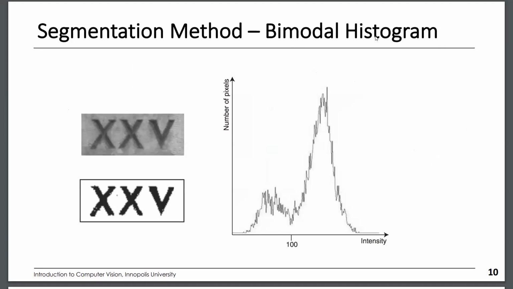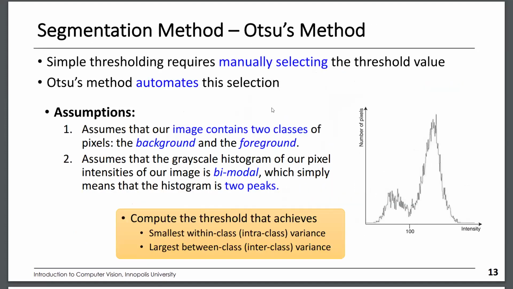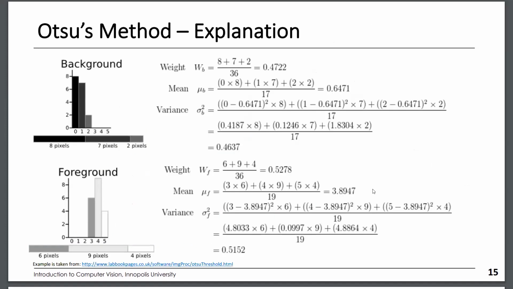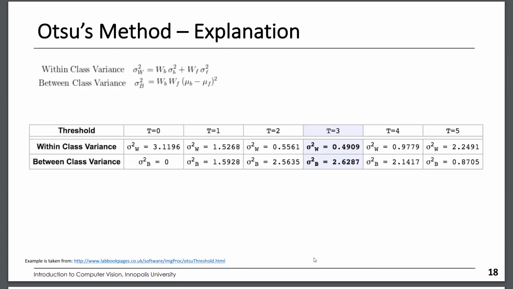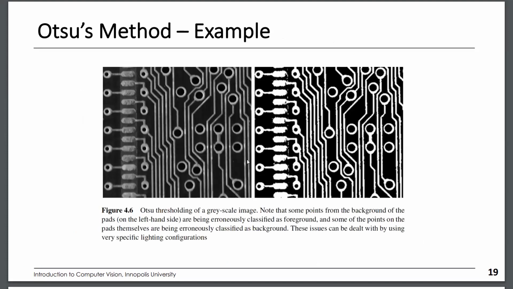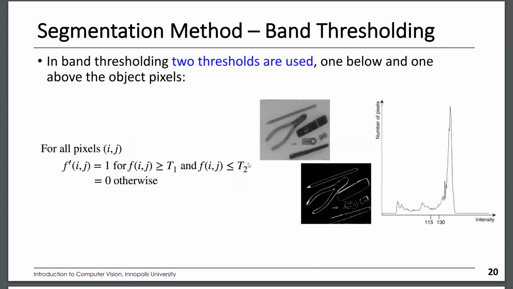We have seen how we can use these bimodal histograms using Otsu's method, which is basically just finding the best threshold that achieves the smallest within class variance and the largest between class variance, right? Meaning we are trying to reduce this one and maximize this one. And how do we do that? We simply do it by a small search algorithm, right? Or we can improve that using some optimization algorithm.